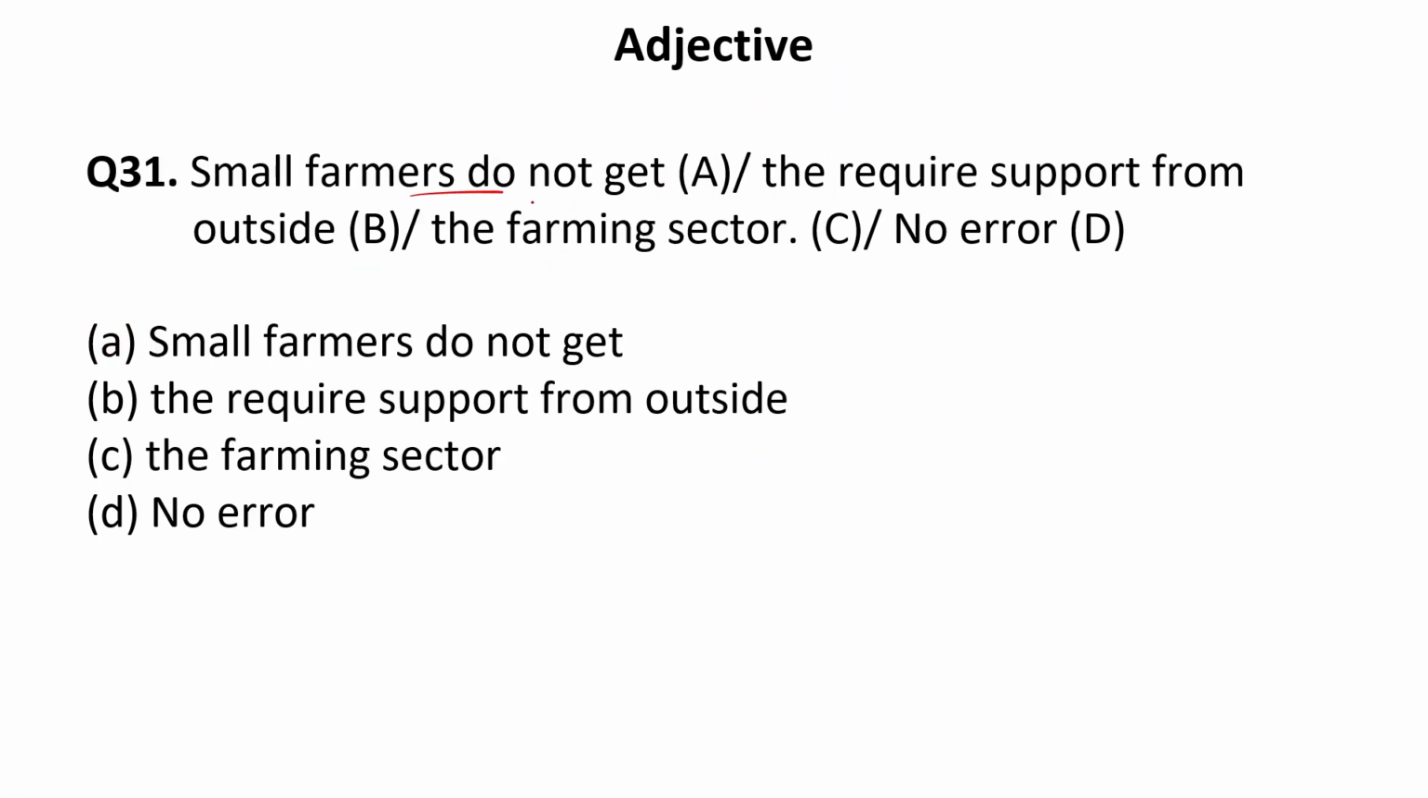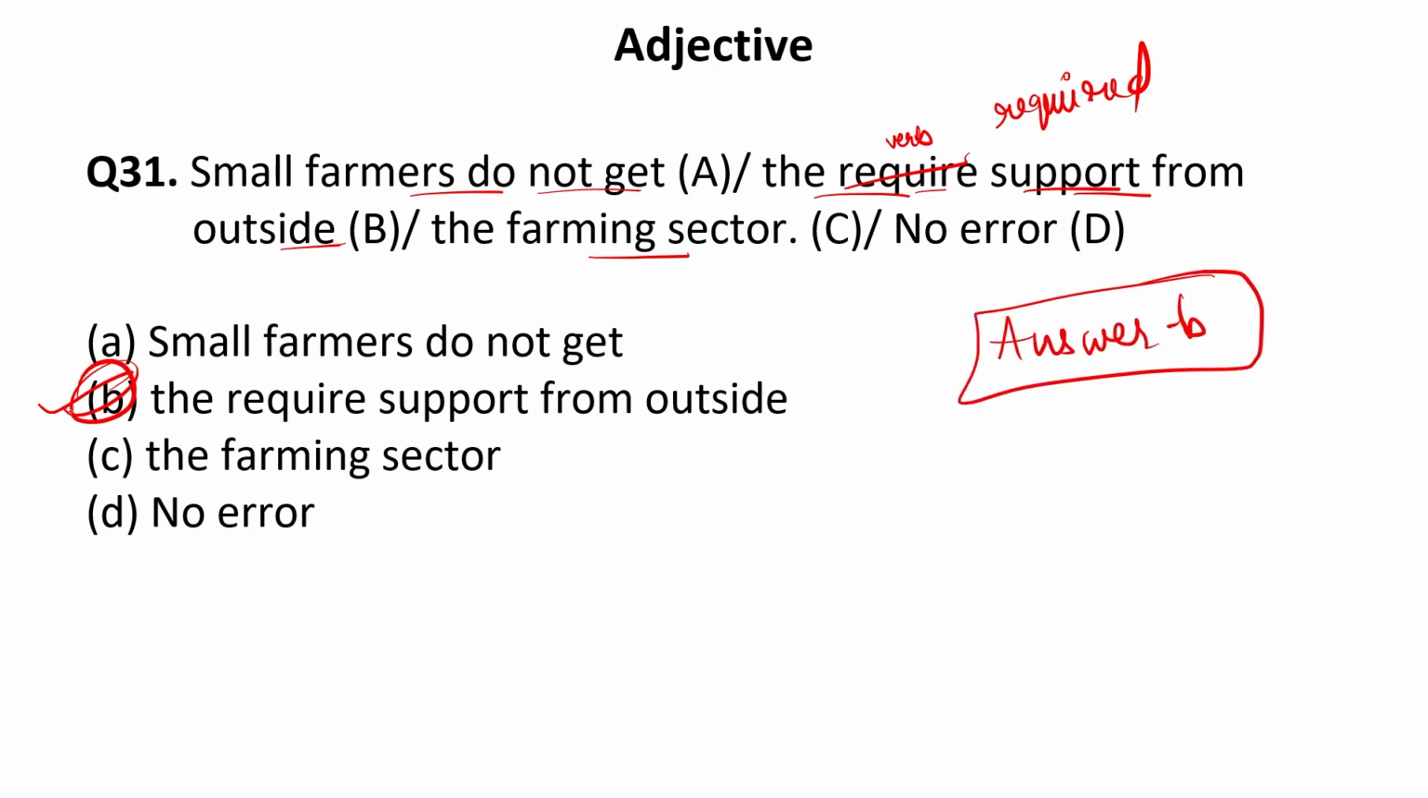Now let us move to the next one. Small farmers do not get the required support from outside the farming sector. So this require is a verb, whereas we need a participle over here to qualify this noun support, so it should be required in place of require. So our answer is B, because this part contains the error.